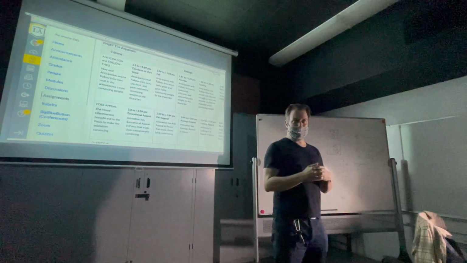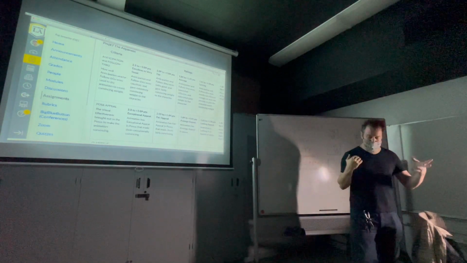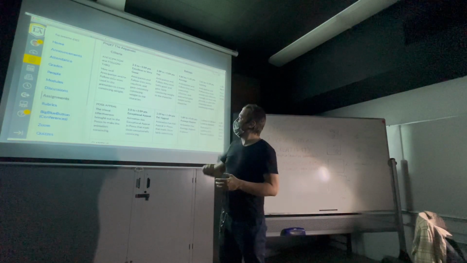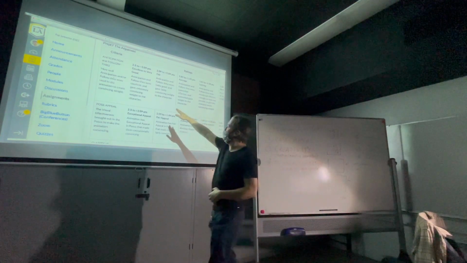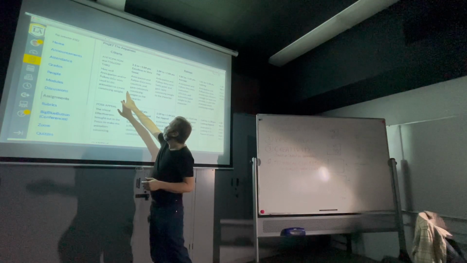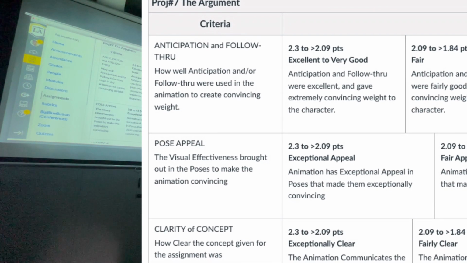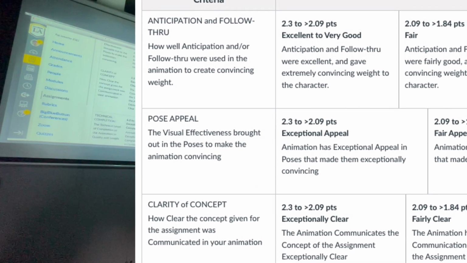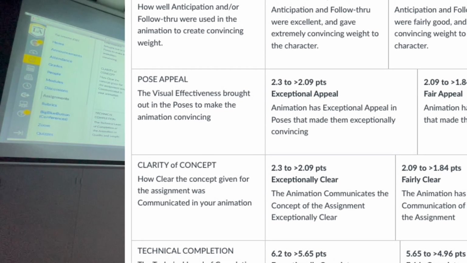There's no minimum or maximum amount of words, but you can present to me what research, what kind of dialogue you're thinking of before you begin. The criteria of the evaluation: I'm going to be balancing the points between these criteria columns. Anticipation and follow-through, pose appeal, clarity of concept. Now what is that? How clearly the concept given for the assignment was communicated in your animation.